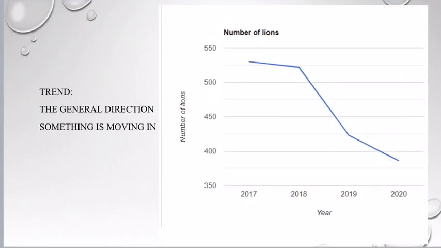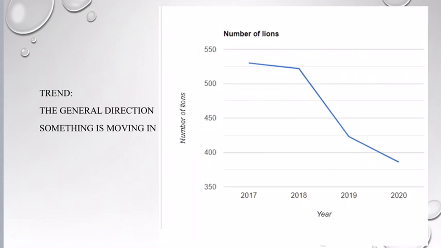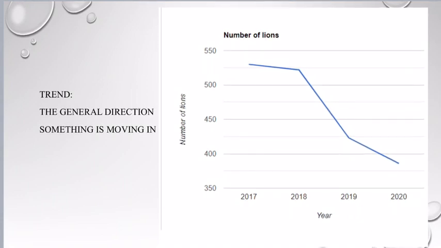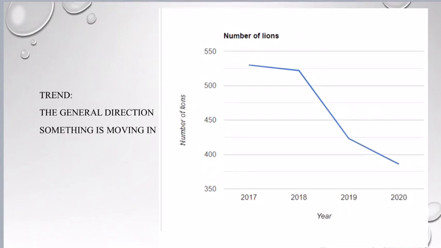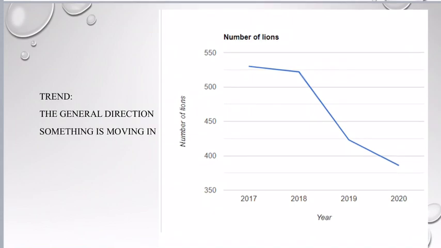A line graph like this is best if you're measuring how something changes over time. The word trend means a general direction something is moving in. In this example, you can see very clearly that over time the number of lions is going down. Just like earlier, the boy running the race, his time is going down, yeah?